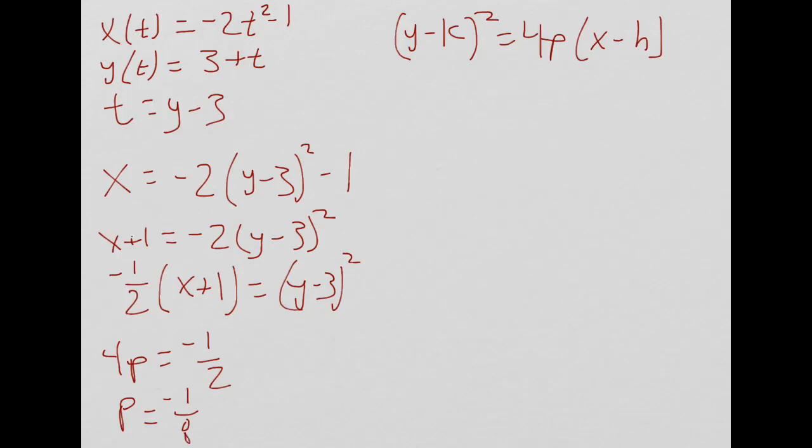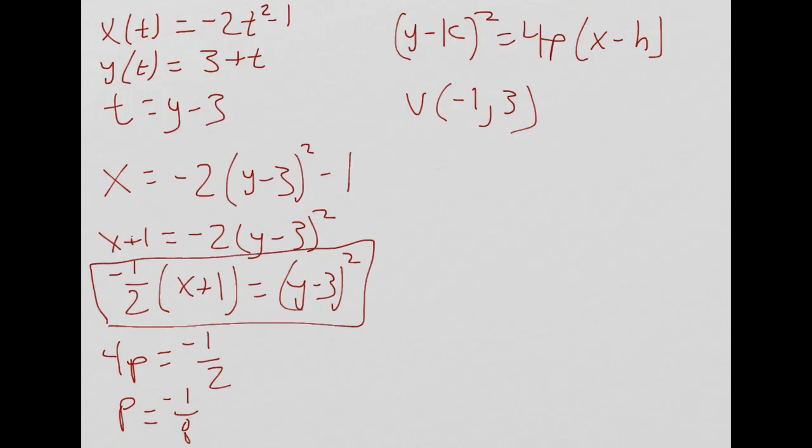And since this is a horizontally opening parabola, because y is squared, that negative 1/8 tells me that this parabola is opening to the left. So we've written our equation. We know that our vertex is going to be at the point negative 1, 3 from our equation right here.